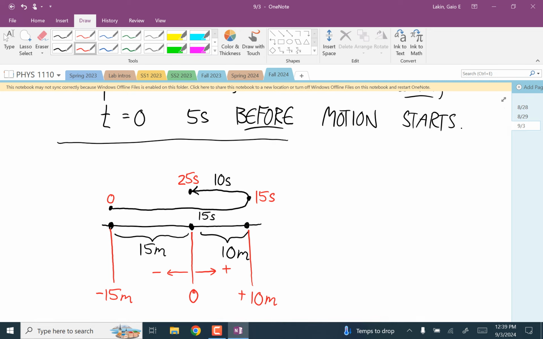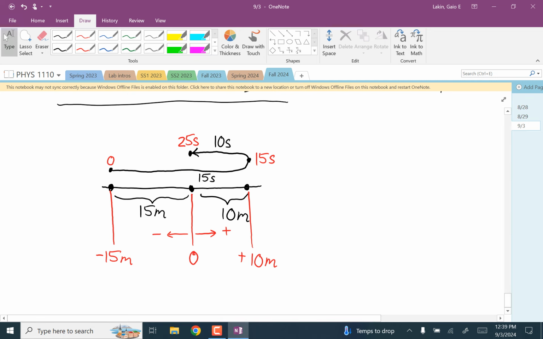Okay, so here's what we know now. If you look at the black hook-shaped thing that represents the motion, we know that the person starts at time 0 and at position negative 15. Then the person at time 15 seconds is at position positive 10. And then at time 25 seconds is at position 0.